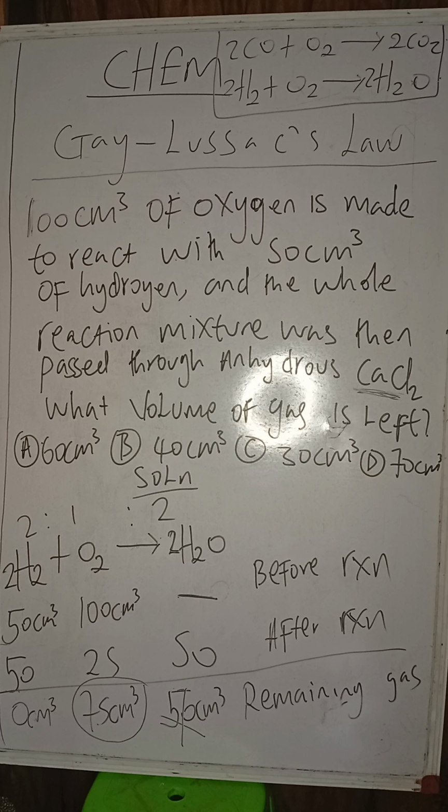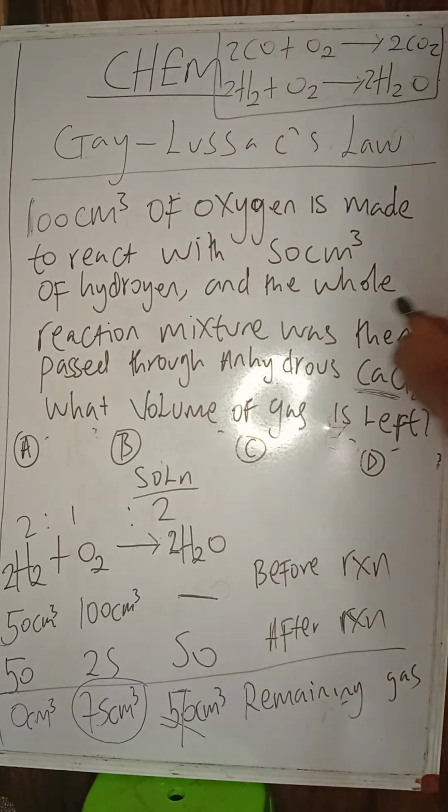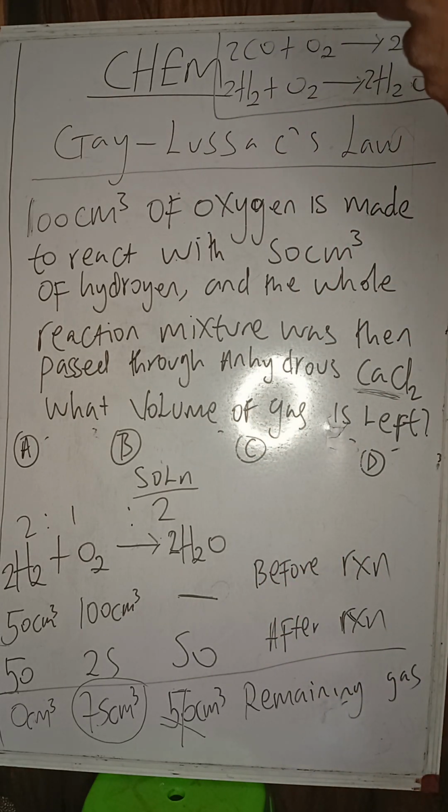But funny enough, 75 cm³ is not in our options. Let me check if it's a mistake. Oh, pardon me, I wrote the wrong options for the question. I have so many questions in one place, so I wrote the options of another question for it. That was a mistake.